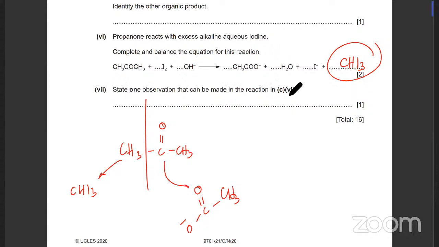State 1 observation that can be made in the reaction. That is a yellow solid. A yellow precipitate is formed. CHI3 is a yellow precipitate.